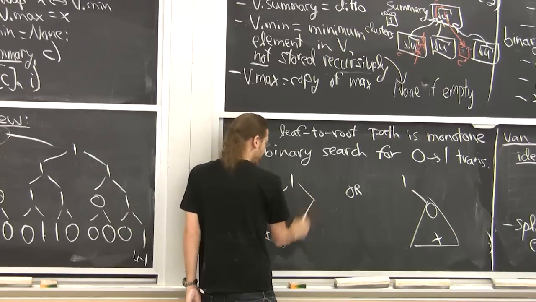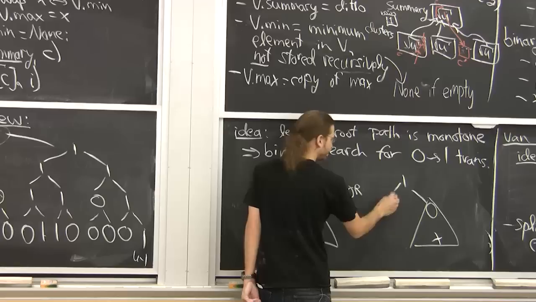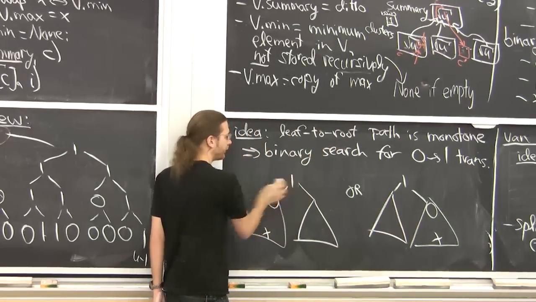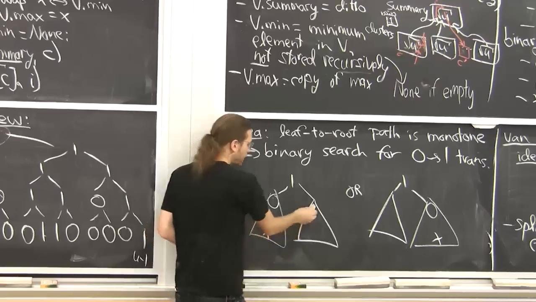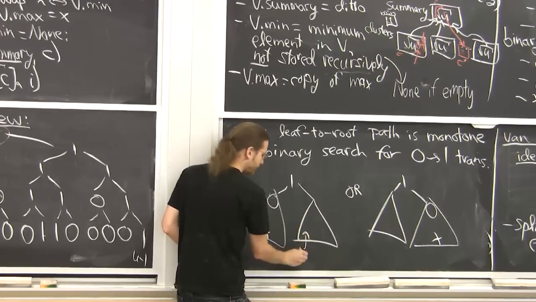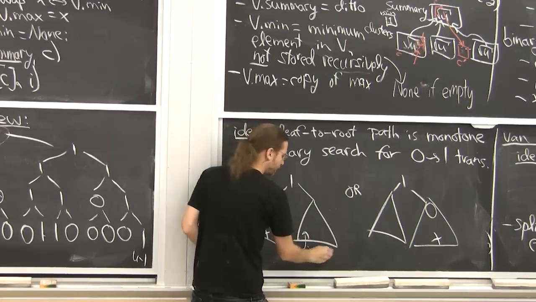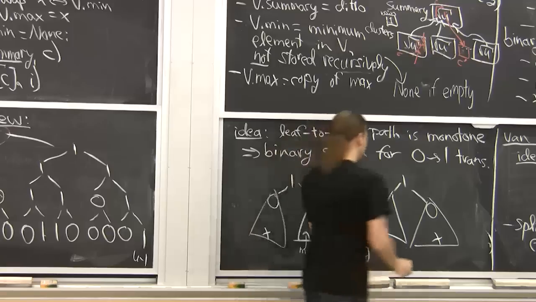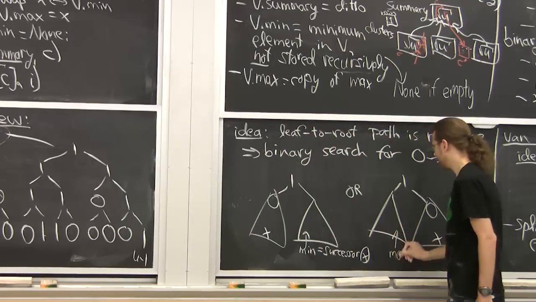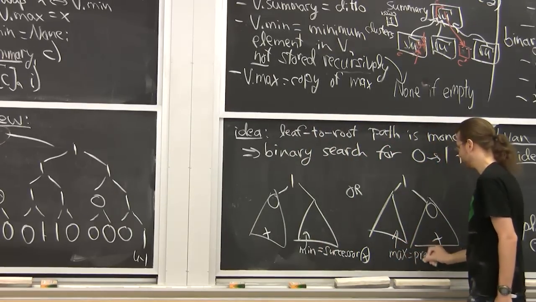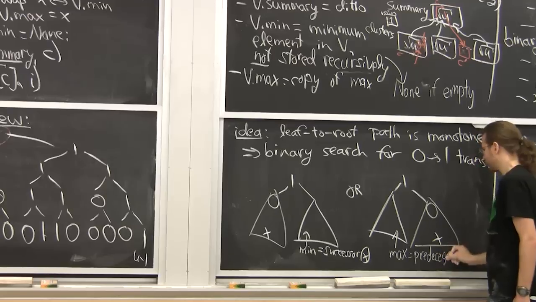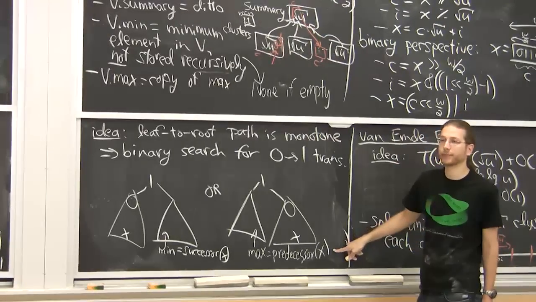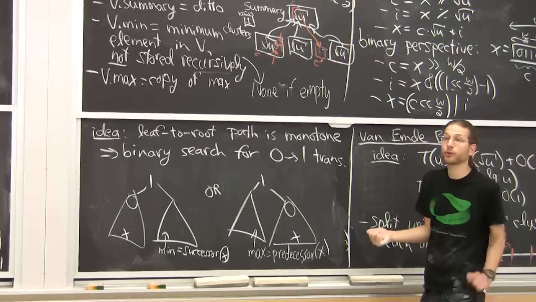And then there's the other tree, the sibling of x, the other child of the 1. And in this case, we want to take the min, and that will give us our successor of x. And in this case, we want to take the max over here, and that will give us the predecessor of x. So as long as we have min and max of subtrees, this is constant time. We find either the predecessor or the successor.